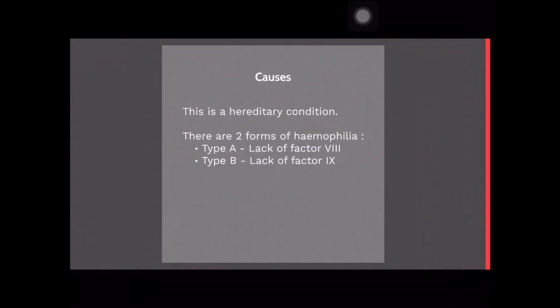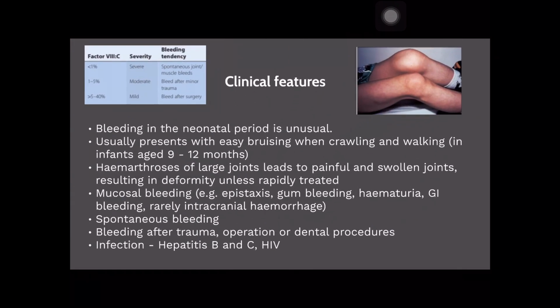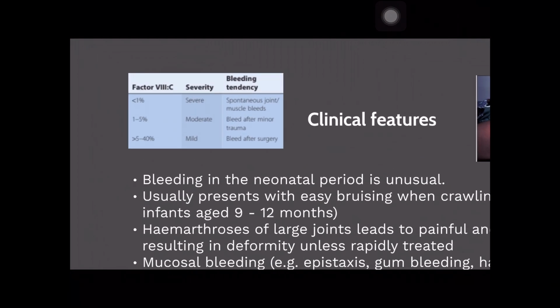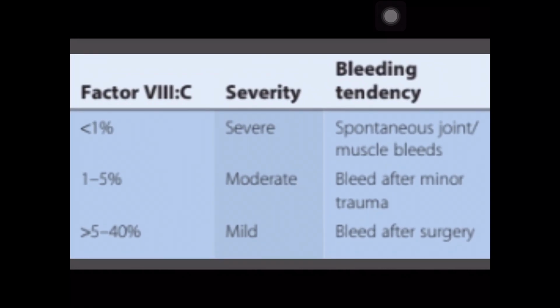Next, I'll be moving on to causes of hemophilia. As I have mentioned earlier on, this is a hereditary condition. Hemophilia A is due to lack of factor 8 and hemophilia B is due to lack of factor 9. Moving on to clinical features of hemophilia, the disorder is graded as severe, moderate, or mild depending on the factor 8 level in hemophilia A or factor 9 level in hemophilia B.